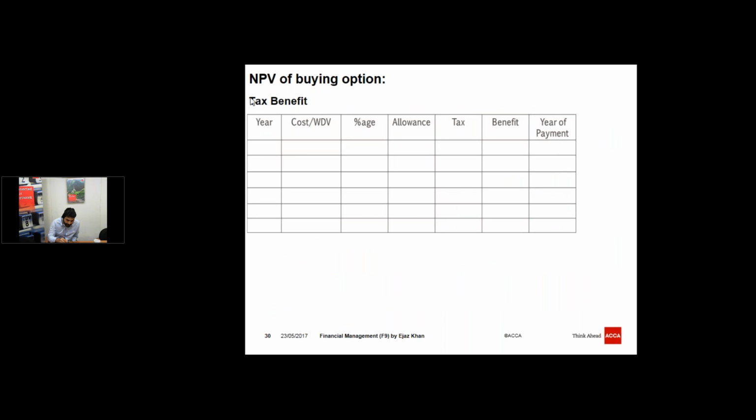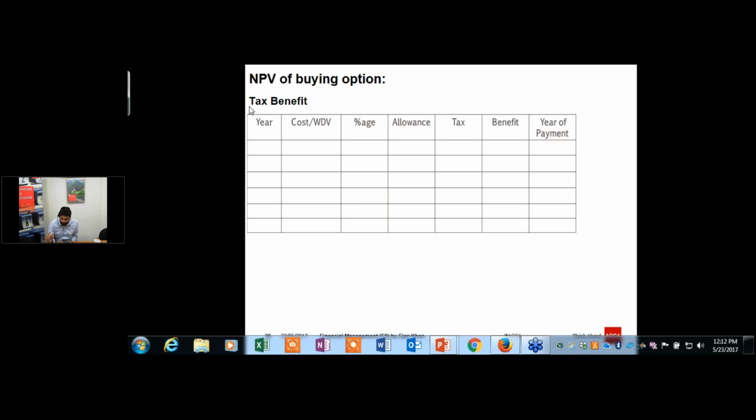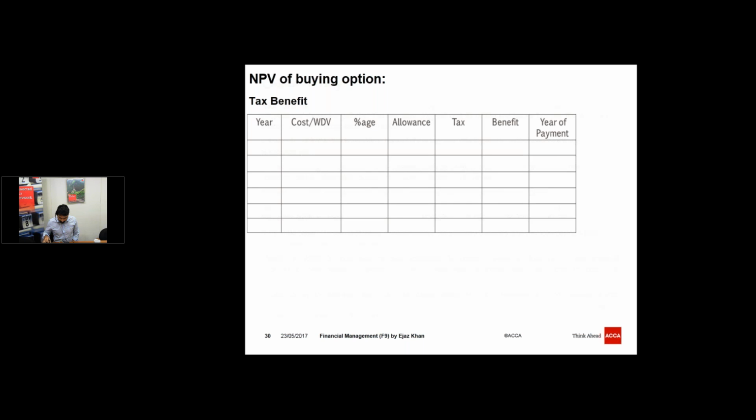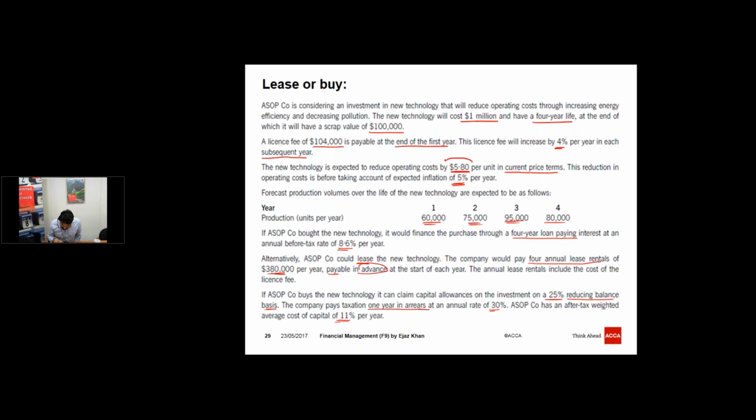So let's first calculate the NPV of the technology, assuming that we are going to buy this project. Now, whether we buy this asset or lease this asset, remember the savings that it will give to the company will not be affected. So this part will be irrelevant in deciding whether the company should go for leasing or buying the asset. It will still make the company save $5.8 per unit. So this is totally irrelevant in this case.